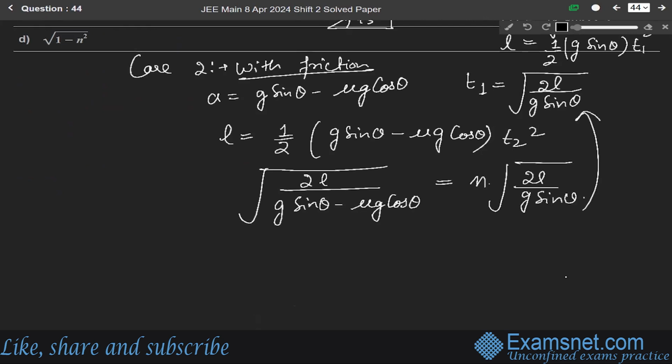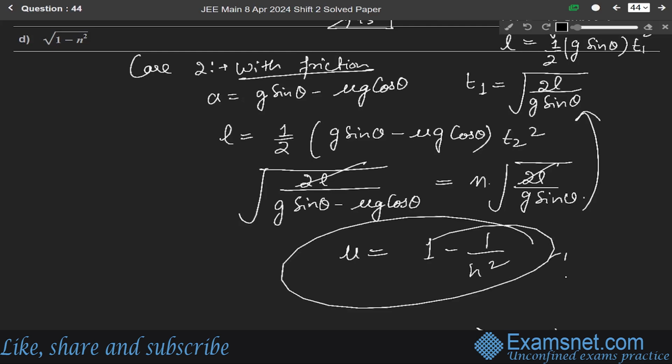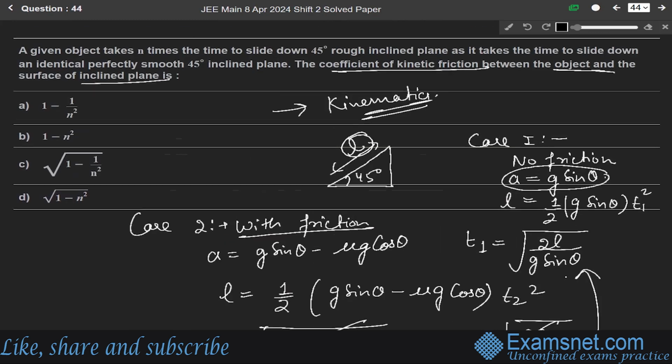Okay, from here. So mu will be equal to, solving these two, the under root of 2L cancels out, and we remain with 1 over under root of g sine theta minus mu g cos theta equals n times 1 over under root g sine theta. So solving it, we get mu as 1 minus 1 over n square. Okay, this is the answer. Mu is equal to 1 minus 1 over n square, means option A is the correct answer.